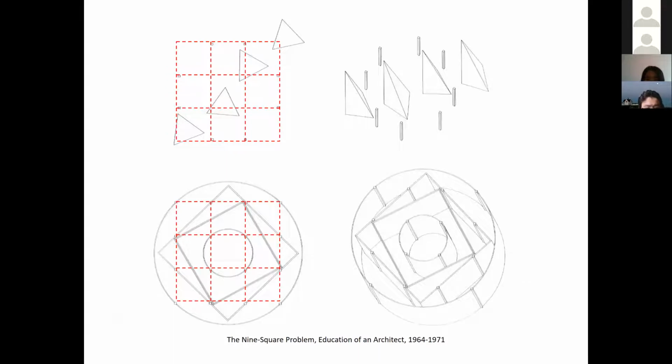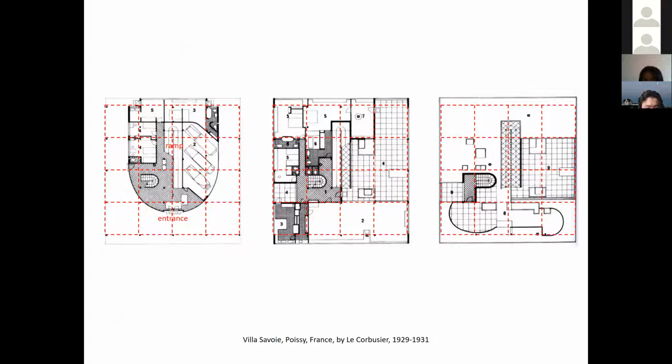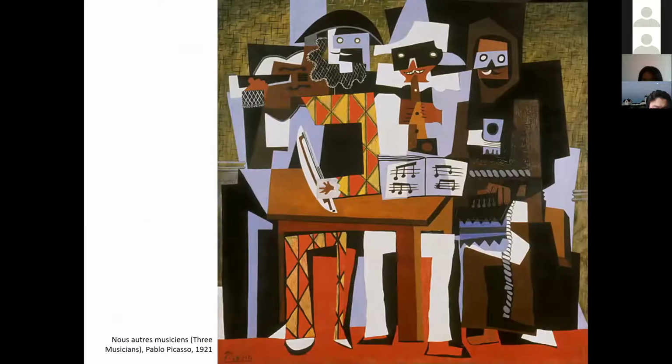What's the nine square problem in school pedagogy, right? The classical four square grid building, which is Villa Savoye by Le Corbusier. So from art, from something very pictorial and realistic looking, we are going into something that is more abstract, something that's planar. How do you represent something 3D using just 2D planes, overlapping of 2D planes, right?